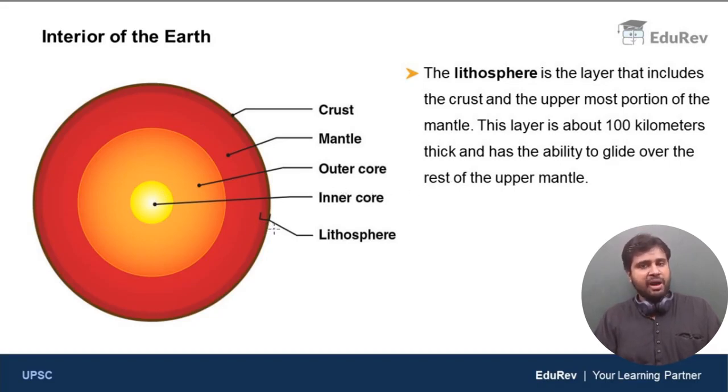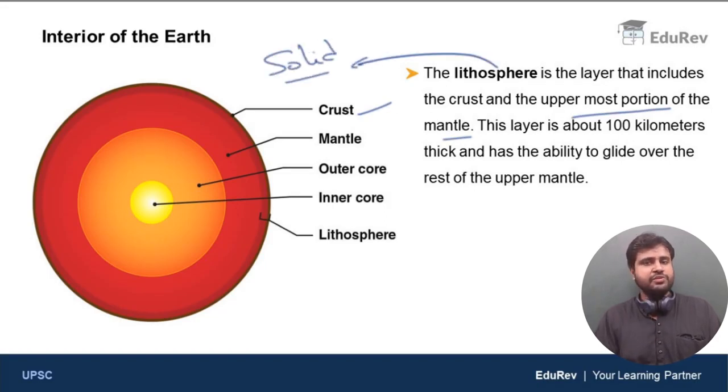Now, what is lithosphere? The lithosphere is marked here. The first 100 kilometers is lithosphere. The lithosphere consists of the crust and the uppermost portion of the mantle. Now, the lithosphere is solid. This is very important, and you have to keep this in mind. The lithosphere is solid. Below the lithosphere, you have a layer called the asthenosphere.